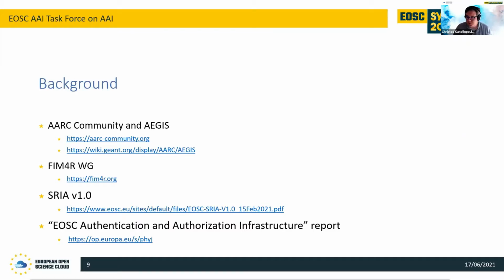But perhaps the most important item right now, which I think synthesizes everything else together, is the report from the previous task force that concluded its work at the end of 2020, and basically provided us an initial roadmap of where we're going with the EOSC AAI. This task force intends to build upon that, extend it, and go forward with the EOSC AAI. Next slide, please.